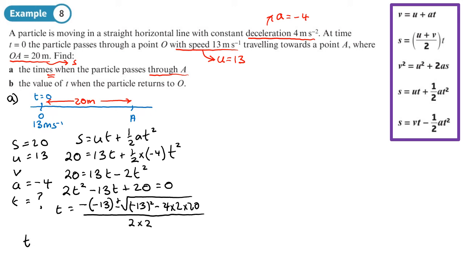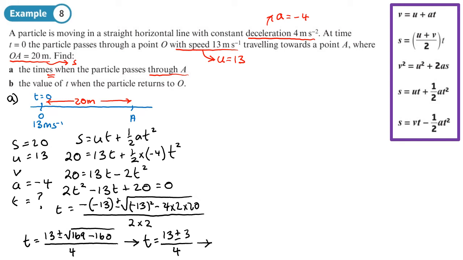Right, let's see what we get from that. So that will be 13 plus or minus the square root of 169, 4 times 2 is 8, 8 times 20 is 160, all over 4. So from there I will get t equal to 13 plus or minus, now 169 minus 160 is going to be 9, and the square root of 9 is 3. So 13 plus or minus 3 over 4.